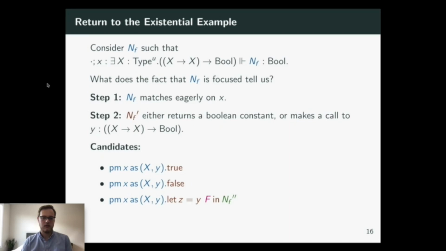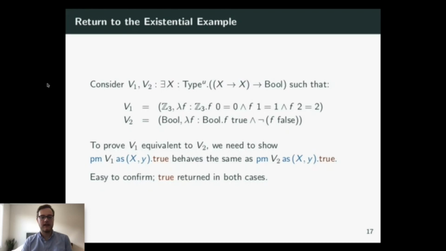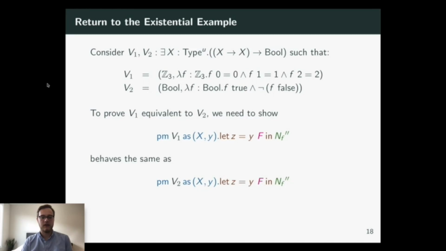So there are three possible shapes of programs here that this context may take. We need to show that the two values behave the same in each of them. This is easy in the case of the constant Boolean because the context just ignores its input. The interesting case is when we call y. And what happens here is that V1 is going to get destructed and substituted in for Y.